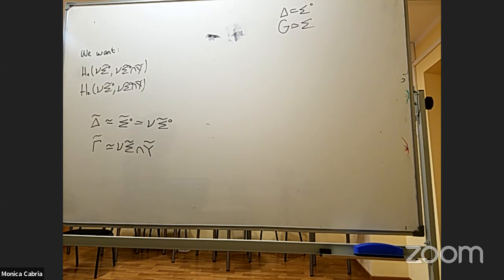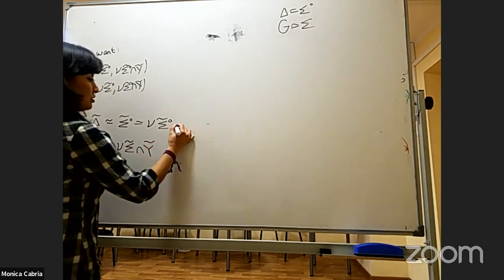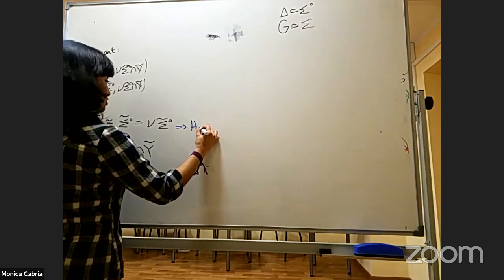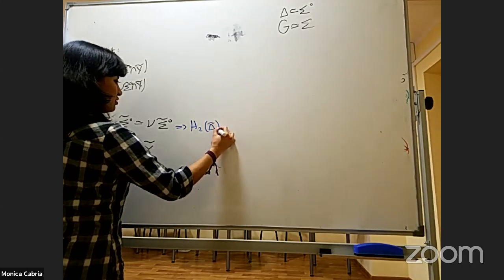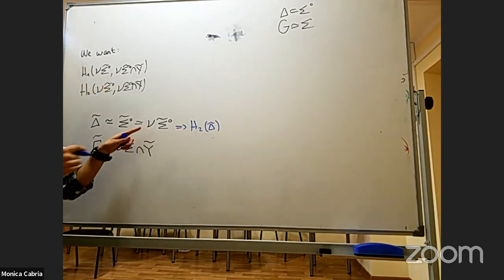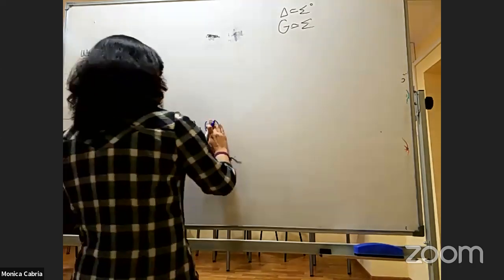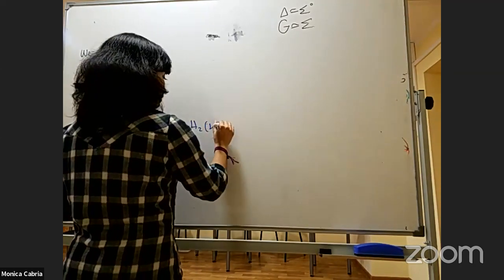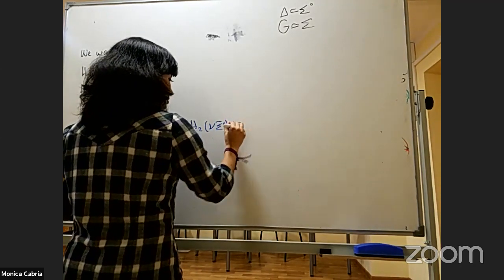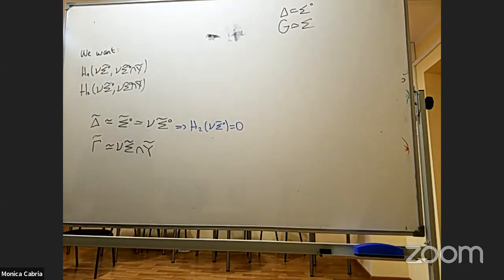What else do we need to know? We have done that H2. So from here we know this H2 of this, which is H2 of this, right? Well, I'm just gonna write it now. Is 0, right?